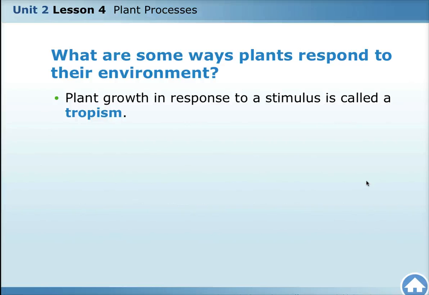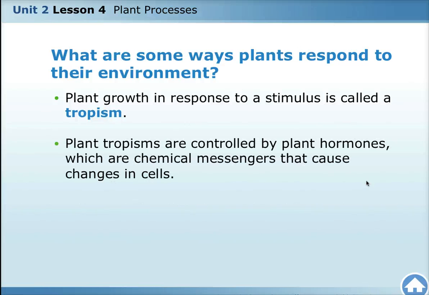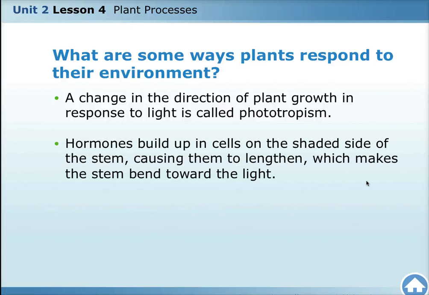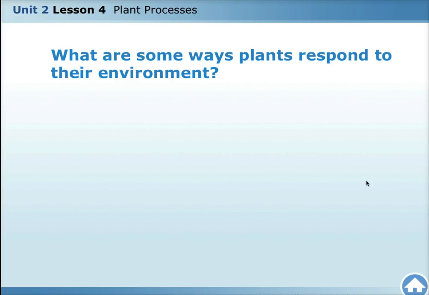Plant growth in response to a stimulus is called tropism. Plant tropisms are controlled by plant hormones, which are chemical messengers that cause the changes in cells. A change in the direction of plant growth in response to light is called phototropism. Photo meaning light. Hormones build up in cells on the shaded side of the stem, causing them to lengthen, which makes the stem bend toward the light.